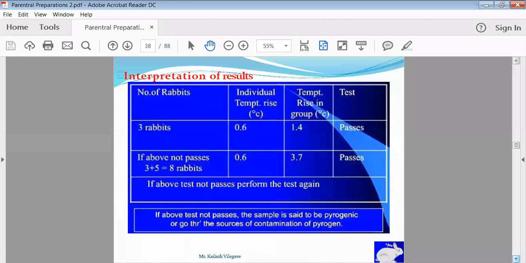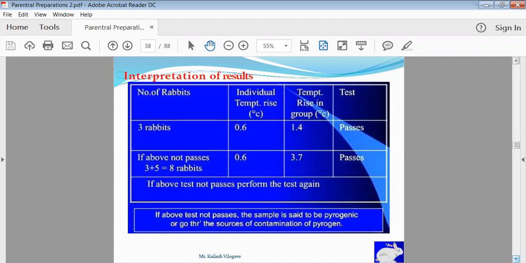Then after the 3 hours we note the temperature. At the last, we see what the final temperature is. Initially we have already recorded the temperature, then again at the end we check the temperature. Suppose the difference between these two temperatures is 0.6 degree centigrade for each rabbit, then your test has passed. No pyrogen is present.